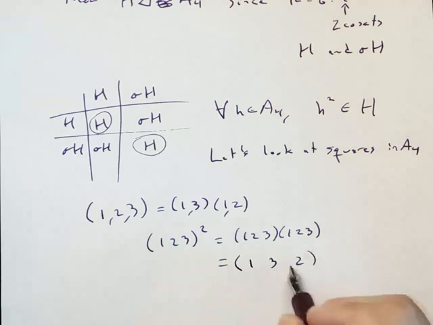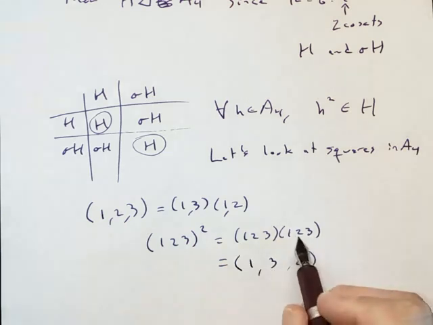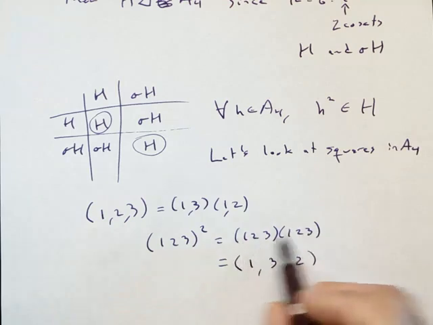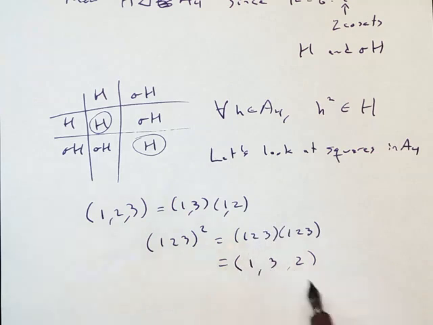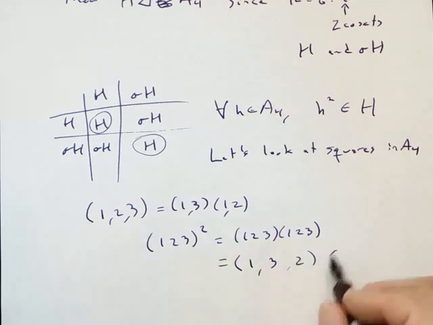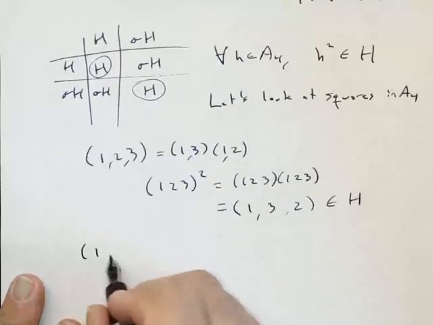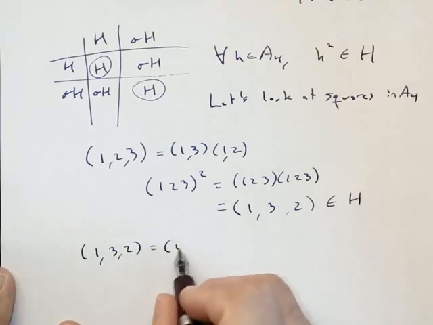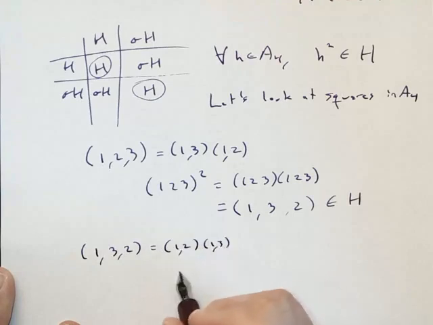It is. Because here, 1 goes to 2, and then 2 goes to 3, so 1 goes to 3. 3 goes to 1, 1 goes to 2, so 3 must go to 2. 2 goes to 3, 3 goes to 1, so 2 must go back around to 1. This is an element of H. I squared something. I found it's an element of H. Hey, wait a minute. (1 3 2) is also even. It's in H.